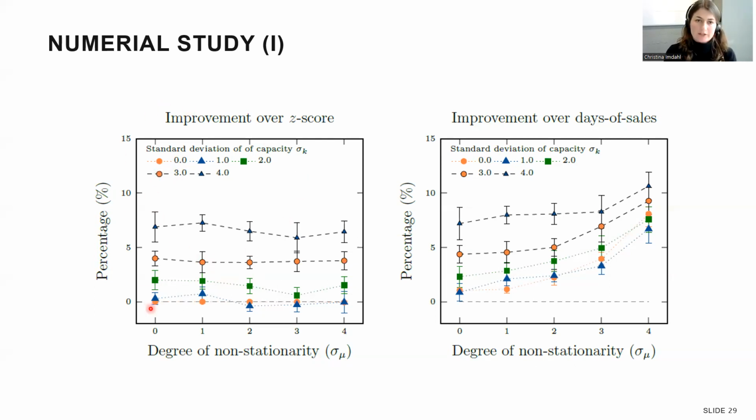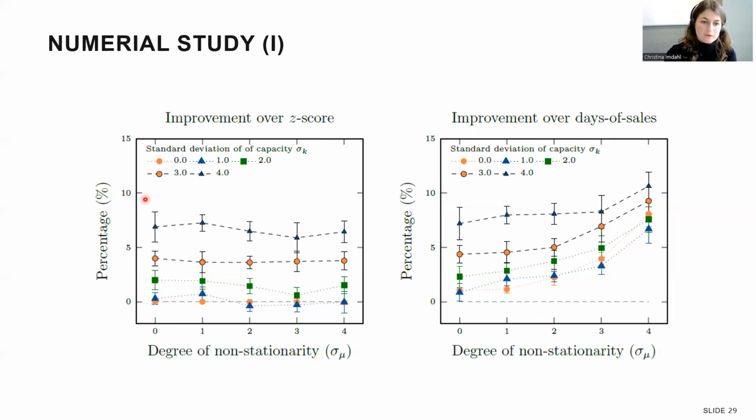And then in the left chart here, we look at the improvement of our lookahead peak shaving policy over the Z-score policy. And here to the right, we look at the improvement over the days of sales policy. What we can actually find here to the left is that when the standard deviation of the capacity is 0, then there's no improvement, because then there's no variation in the capacity. So actually the disadvantage of the Z-score is that it doesn't look ahead at the capacity, but if this capacity is fixed and not changing over time, then that doesn't matter.